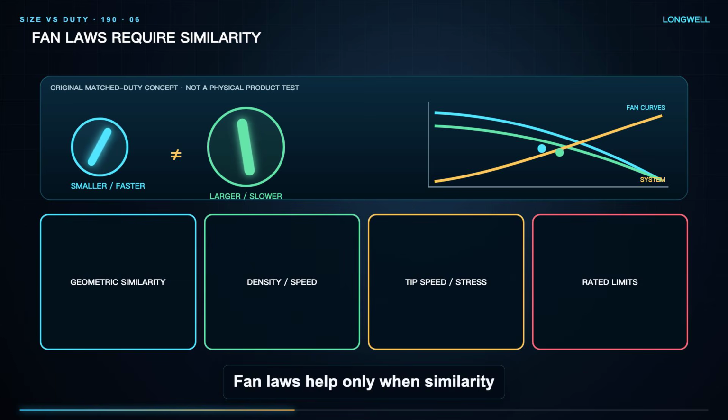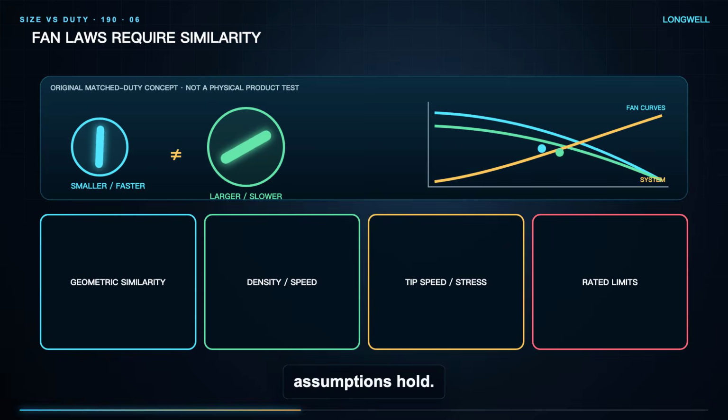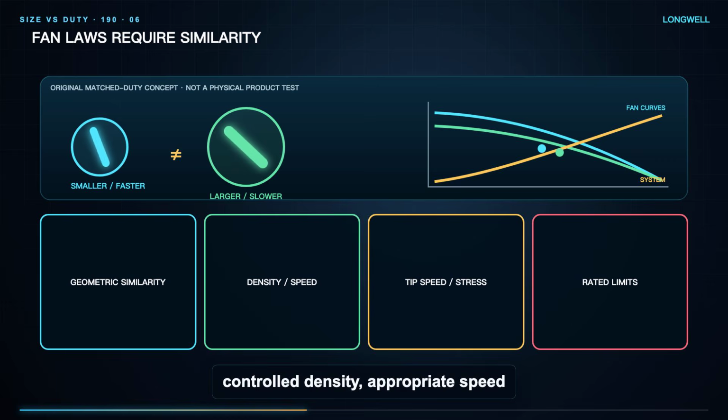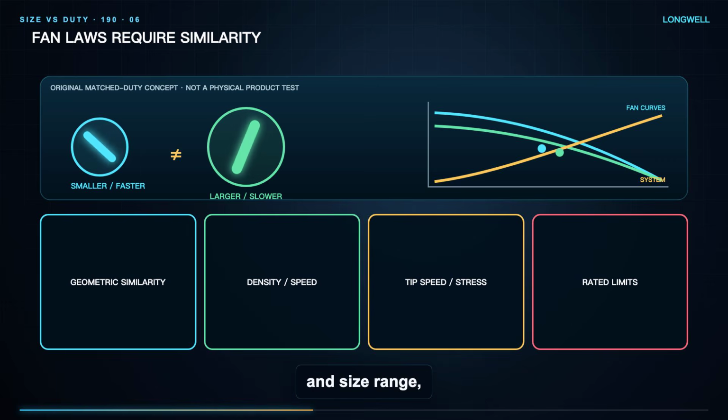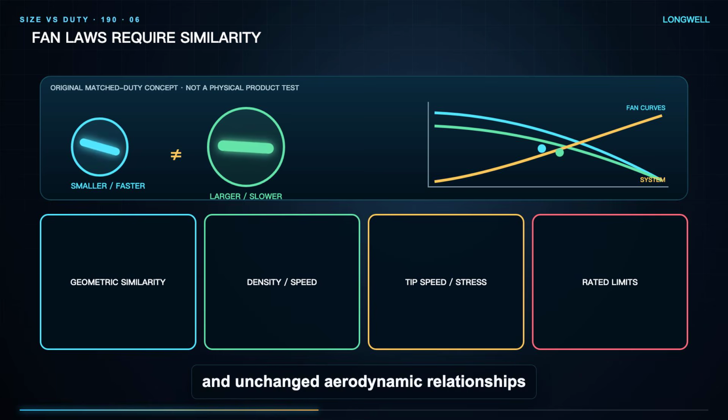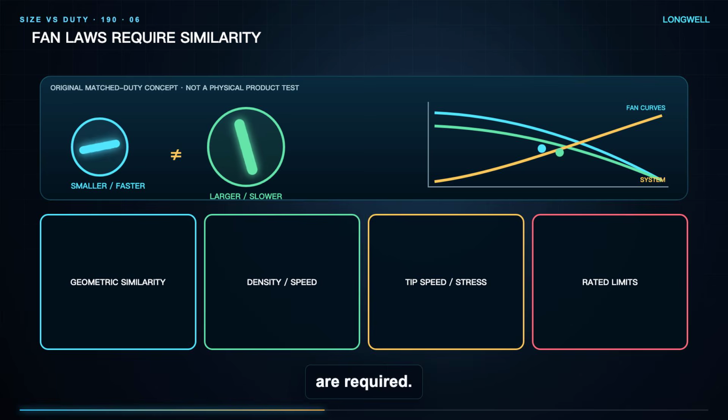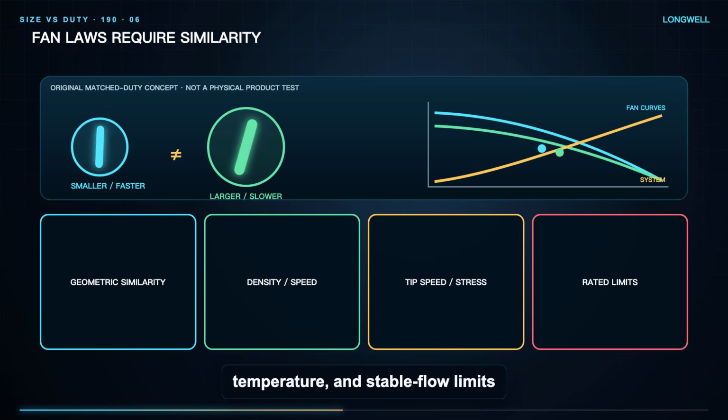Fan laws help only when similarity assumptions hold. Geometrically similar fans, controlled density, appropriate speed and size range, and unchanged aerodynamic relationships are required. Tip speed, stress, Reynolds effects, compressibility, motor or drive power, temperature, and stable flow limits prevent unlimited scaling.